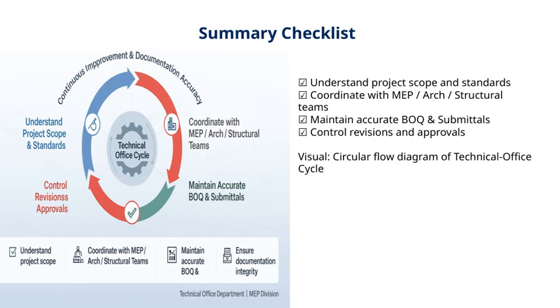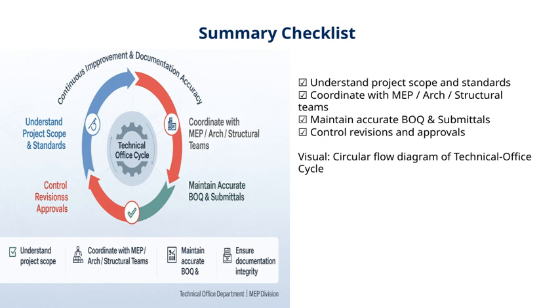Let's wrap up with our summary checklist. First, it's crucial to understand the project scope and standards thoroughly. This ensures everyone is aligned right from the start and helps prevent misunderstandings down the line. Next, coordinating effectively with the MEP, architectural, and structural teams is key. Collaboration keeps the workflow smooth and minimizes errors.